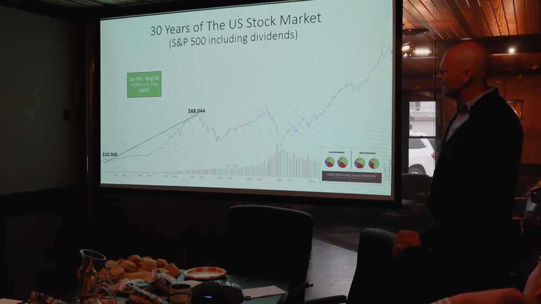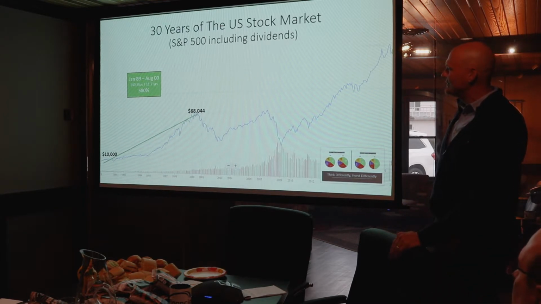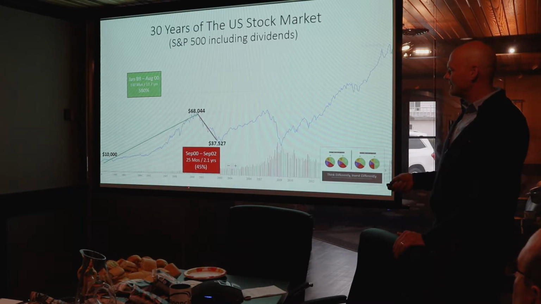Okay, so January 1989 to August 2000, we're talking 12 years. The stock market turns $10,000 into $68,000. A lot of fun, real easy. However, in the next 25 months, basically you lose almost half of everything you had. You worked so hard for 12 years, and in 2 years, half of it's gone, just like that.